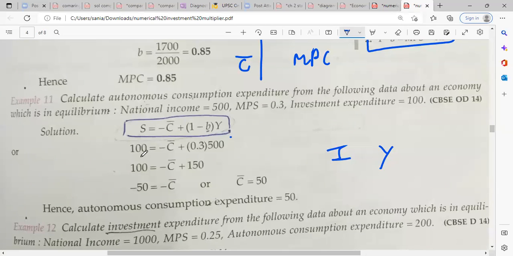Yes, ma'am. See, over here, I hope you people were not getting confused. They have written S. So S and Y, they are both the same thing, right?